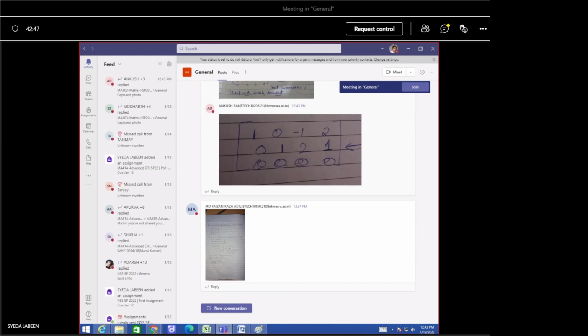So in this we can use column transformation also. Yes, you can try transforming columns.